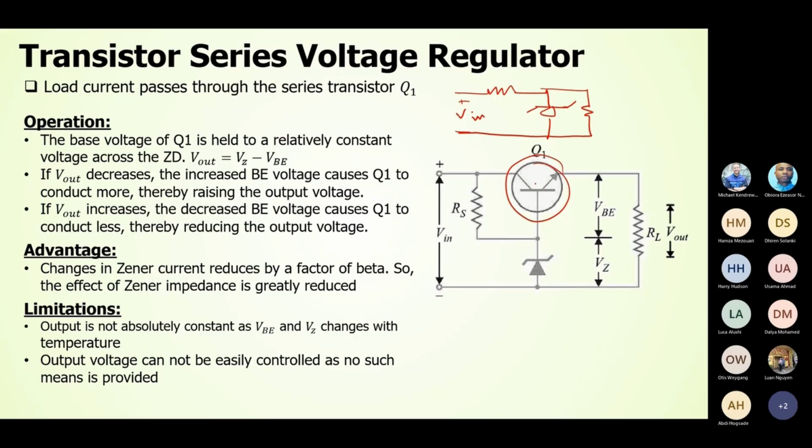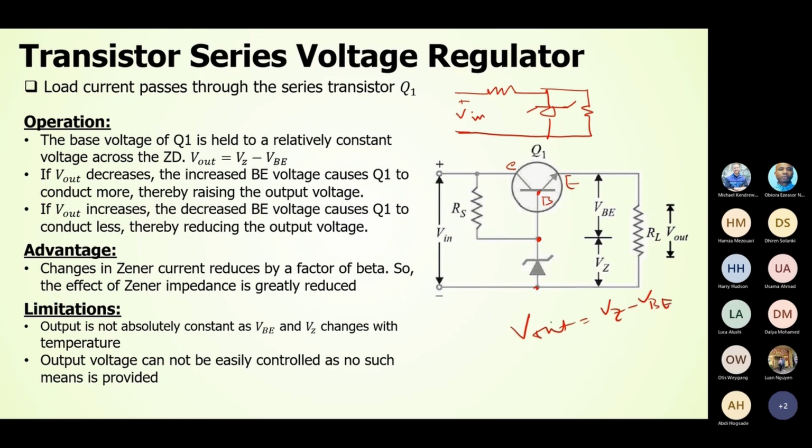So the base voltage of Q1. Okay, this is the transistor, and a transistor is a three-terminal device. So this is the base, this is the emitter, and this is the collector. The base voltage of Q1 is held to a relatively constant voltage across the Zener diode. Thanks to the Zener diode, that voltage is quite constant. And here, by applying Kirchhoff's voltage law, we can find that Vout equals Vz minus Vb.